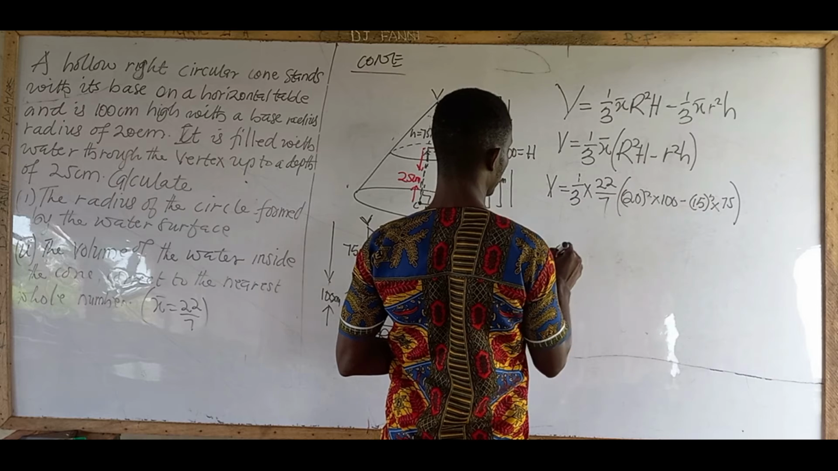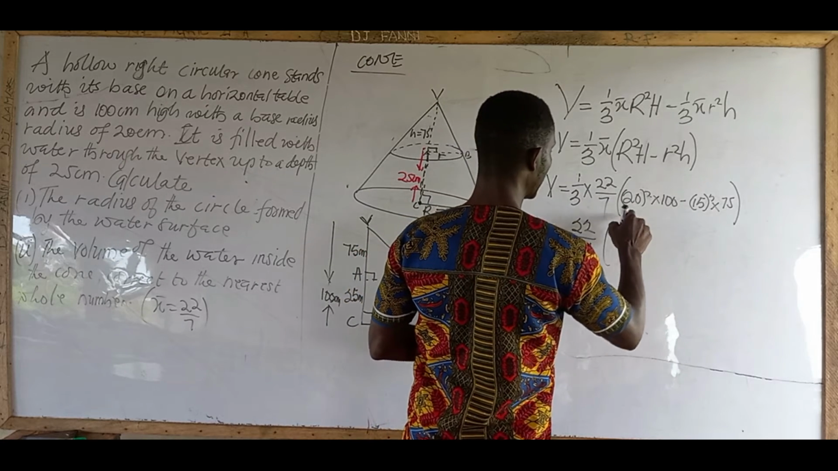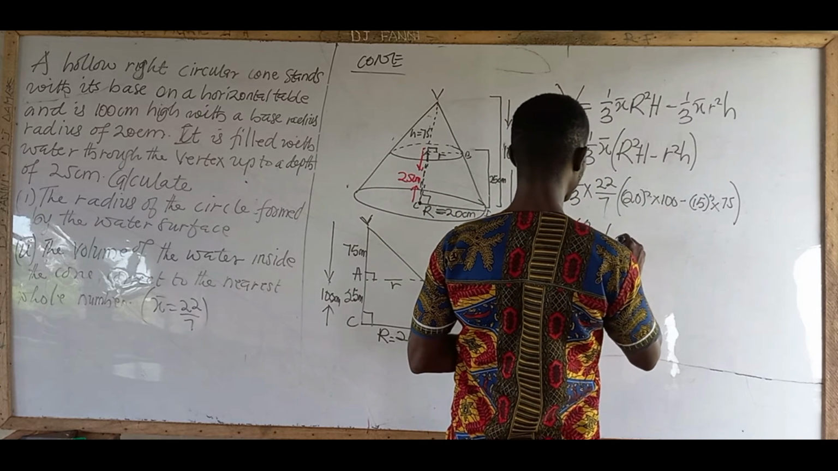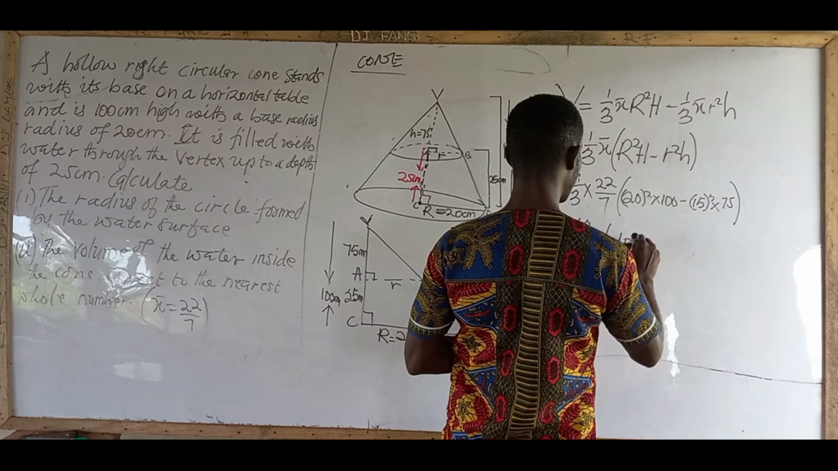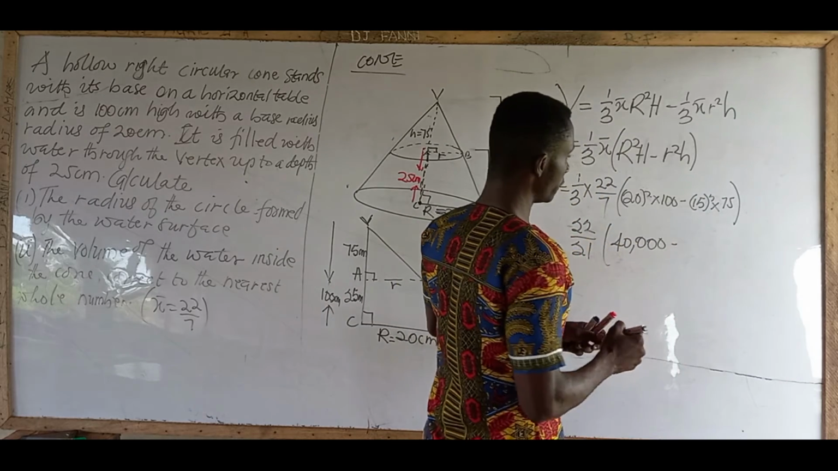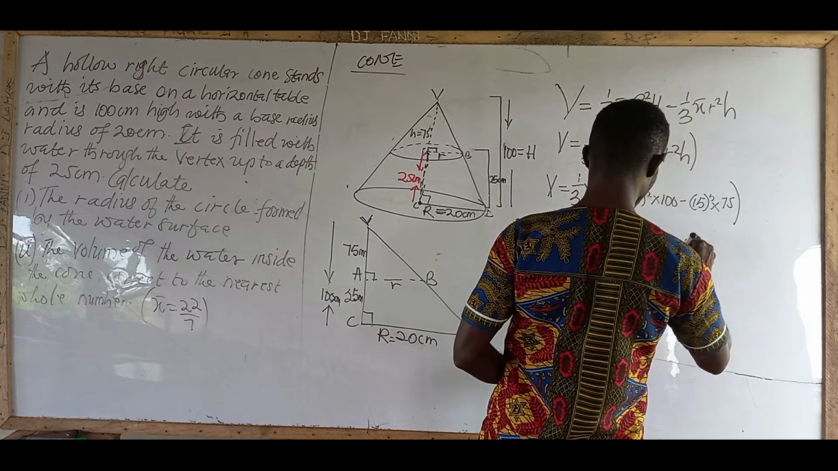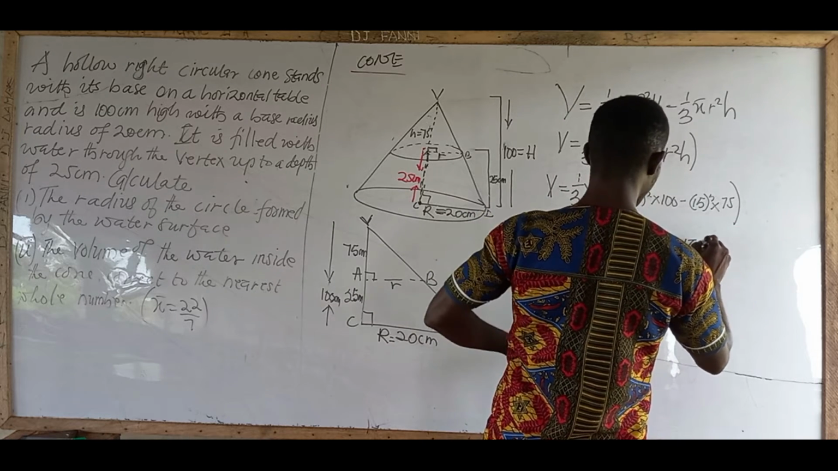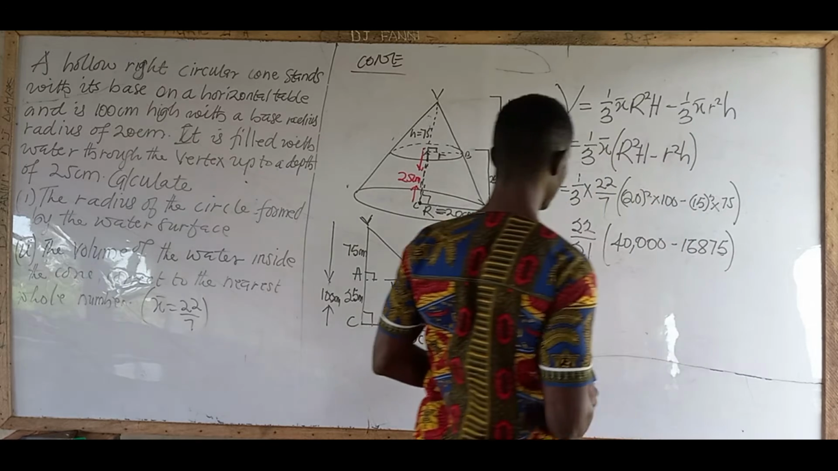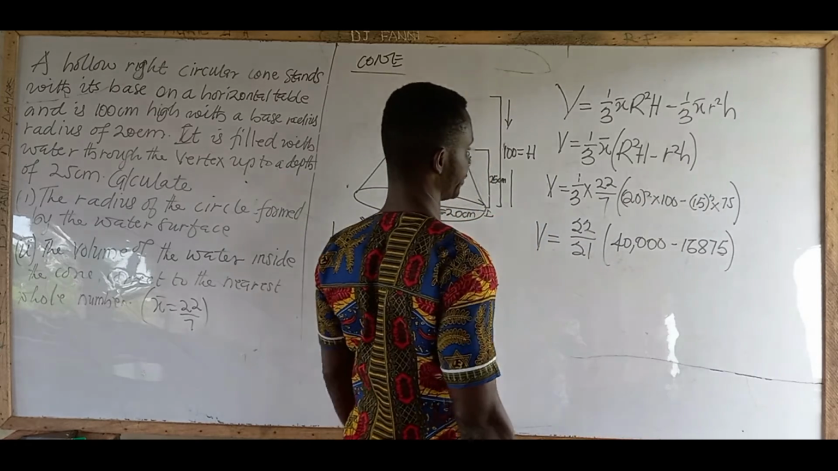So times 75. This one will give me 22/21. 400 times 100 will give me 40,000. 40,000 minus 15 squared times 75, which is 16,875. So V is equal to that.